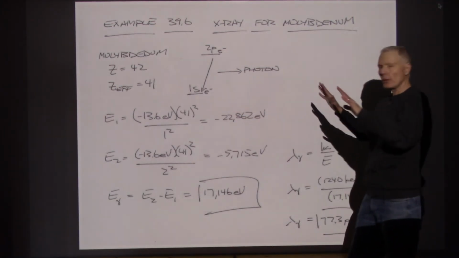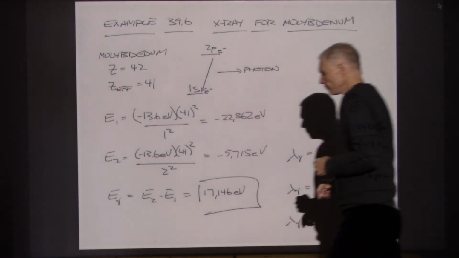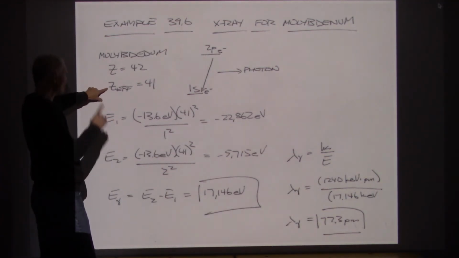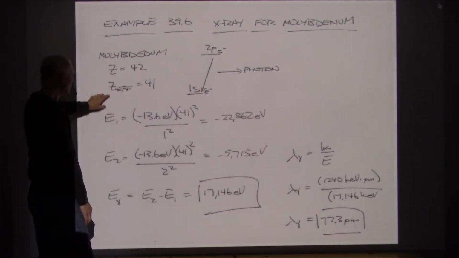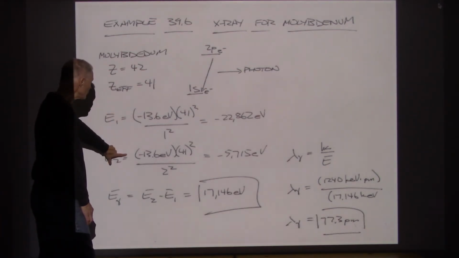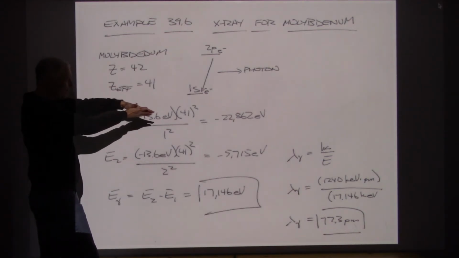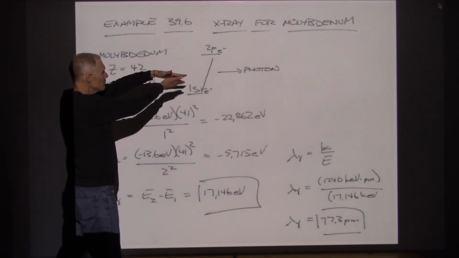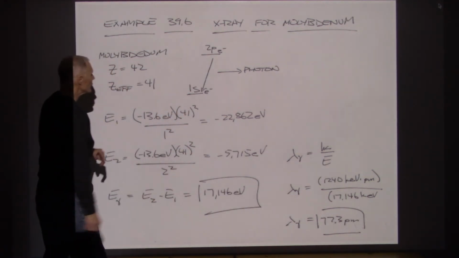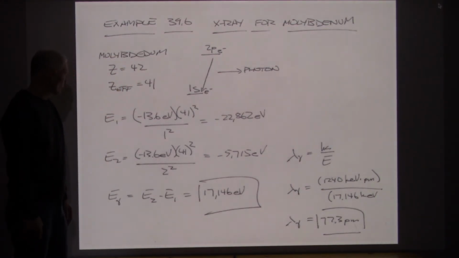Again, as we move through the periodic table, every time we move to the next element, the Z value has gone up by 1, which means the Z effective goes up by 1, which means the E1 drops in energy and the E2 drops, but the E1 drops more. And so as they both get deeper, the spacing between state 1 and state 2 increases, and from that we can determine which element we're looking at.